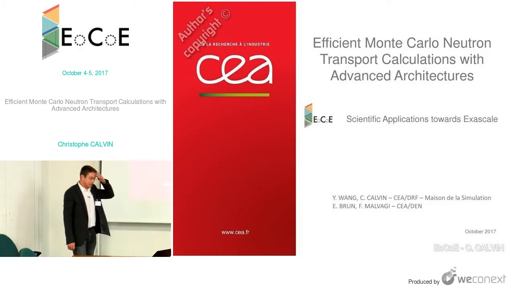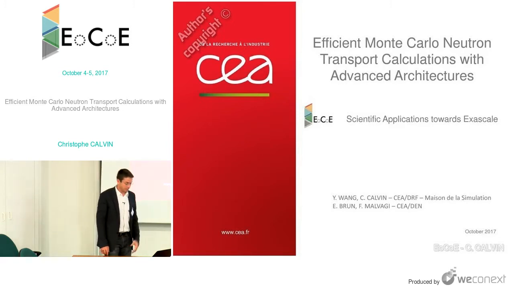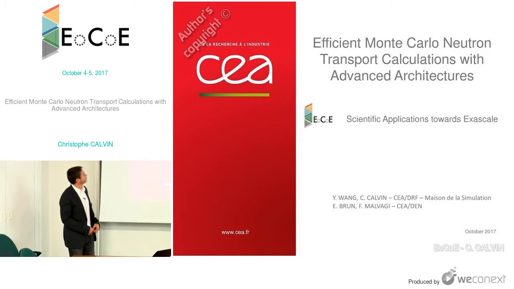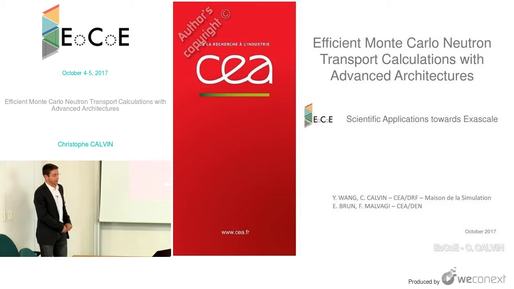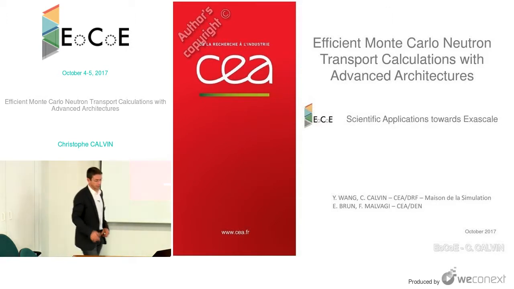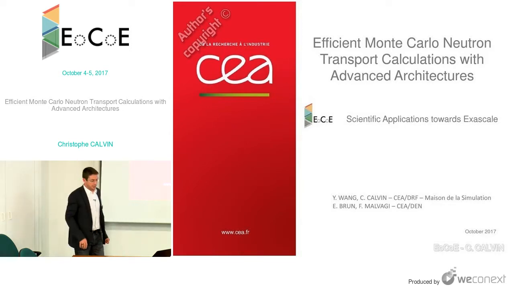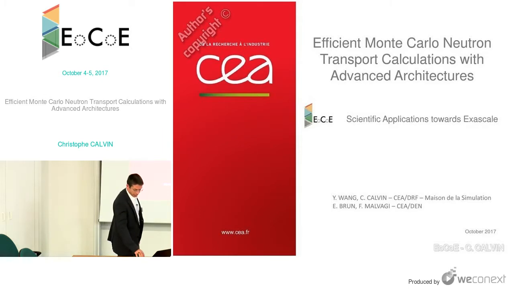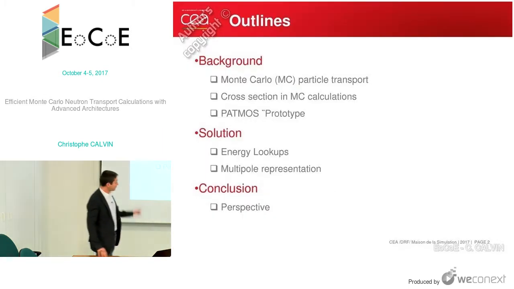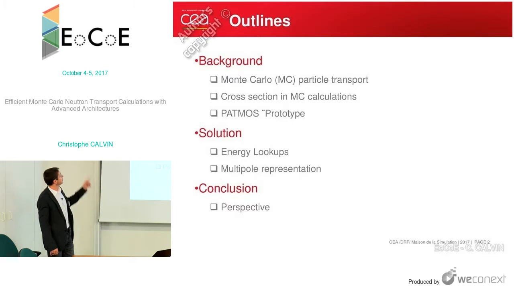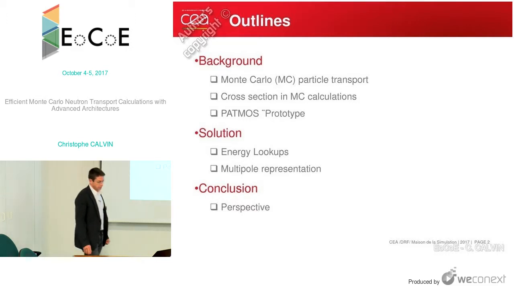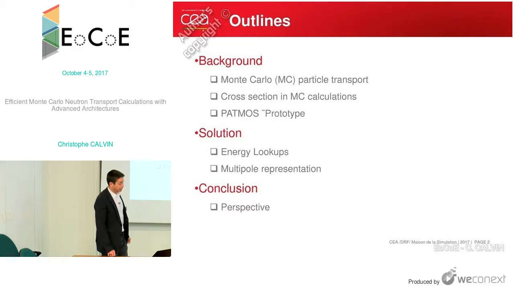So the idea is to talk about some topics about efficient Monte Carlo neutron transport calculation on advanced architecture, especially on many core architectures. I will focus especially on a specific point of Monte Carlo neutron transport. Some words about Monte Carlo particle transport and especially the cross-section management in Monte Carlo calculation.